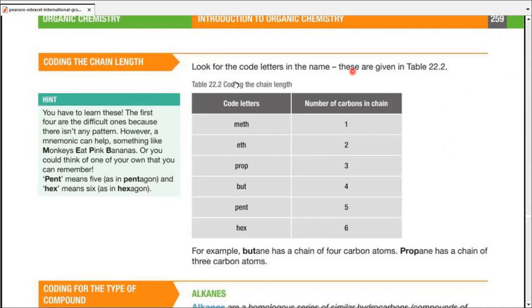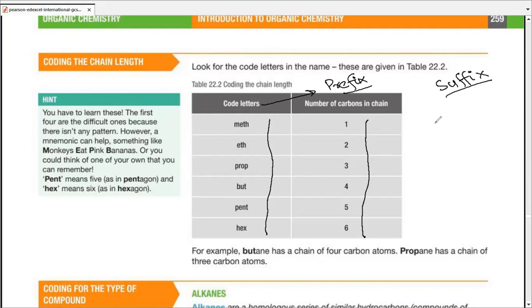So first thing you need to do is to code the chain length. Count the number of carbon atoms in the chain. As you can see, for different numbers of carbon atoms, we have different code letters that we need to come up with. And these code letters are actually prefixes. Remember, the first part of the name is known as the prefix. The last part of the name is known as the suffix. These are prefixes. We'll come up with the suffixes later.